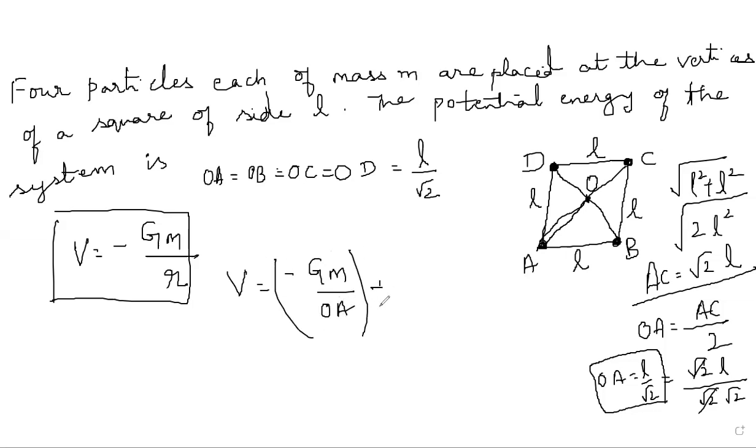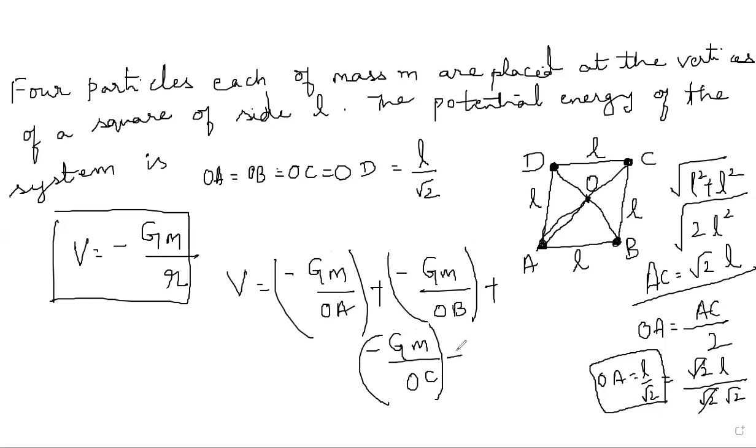plus minus GM divided by OB, plus minus GM divided by OC, plus minus GM divided by OD. Okay, so why the negative sign? Because everything has been moving in the opposite. Okay, so finally I'm going to substitute.